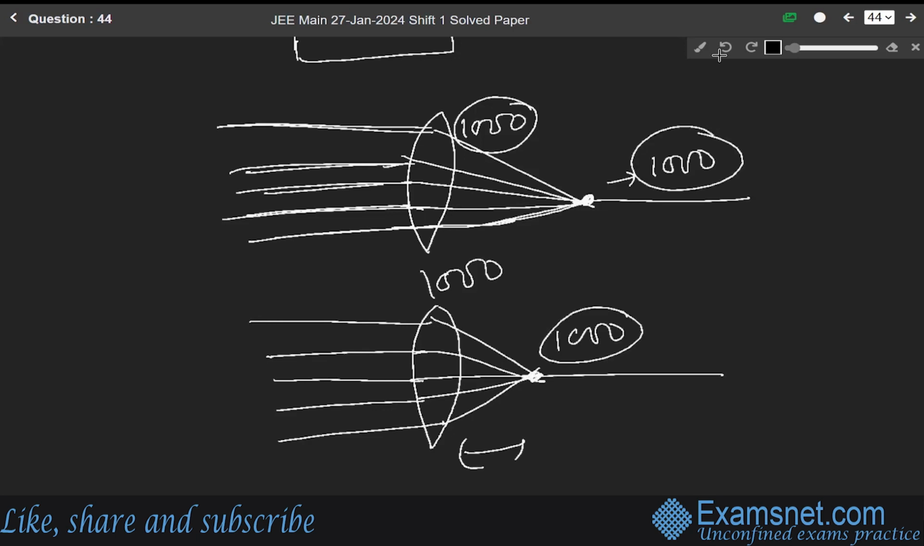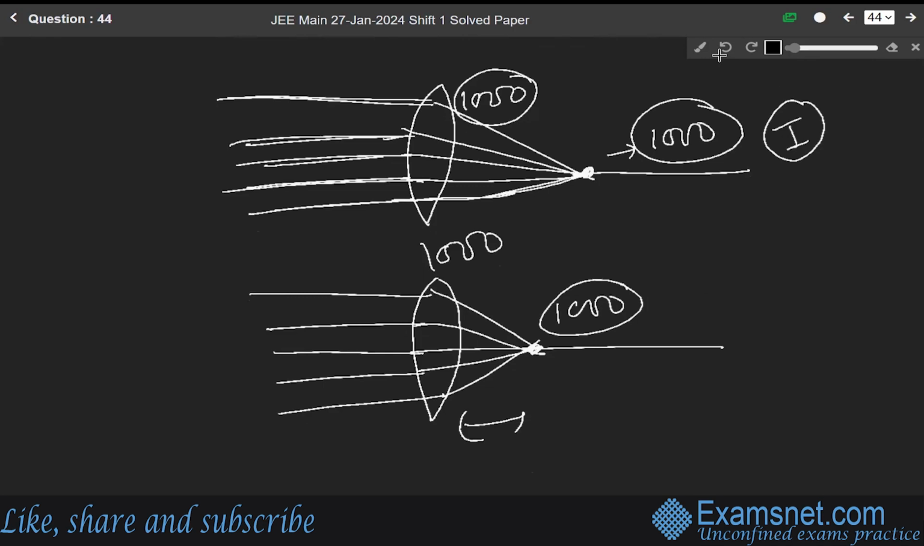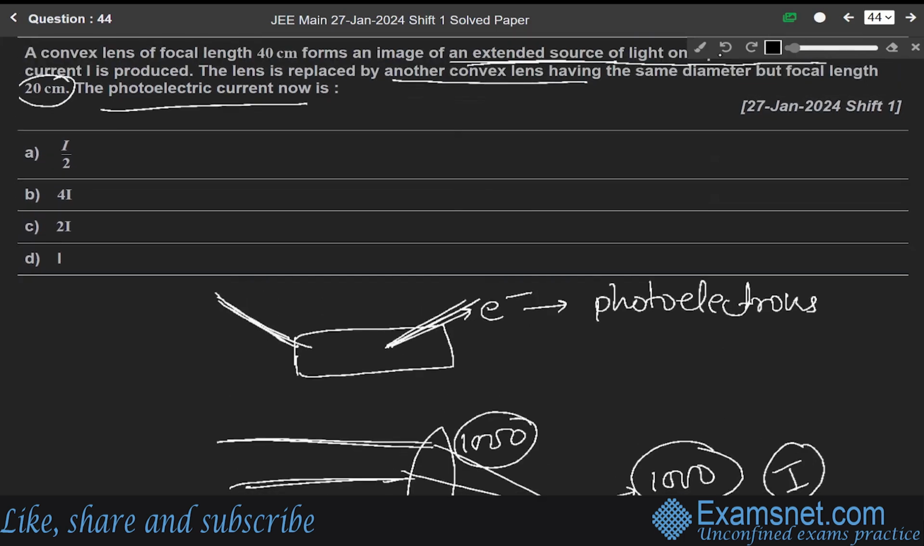So the current, if they are ejecting a current of 1 ampere. So if 1 ampere current is produced here, the same intensity of current is also produced here. So there will be no change in the current. The photoelectric current now will also be I. So the correct option is option D, I.